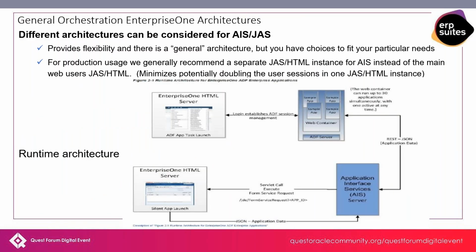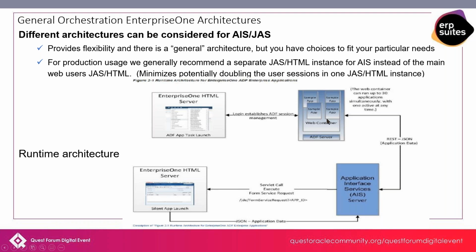So there are a number of architectures that you can do with AIS. Again, there's a lot of flexibility, and a lot of times we may have a couple different takes on the architecture, depending on the size, the volume, and so forth. Generally, for production, for this AIS server down here, we're going to want to have it talking to its own HTML server. And then you have your main one for your web users. And if they have any AIS calls, you can have it go to it.